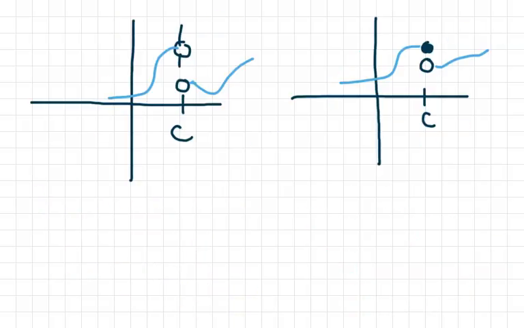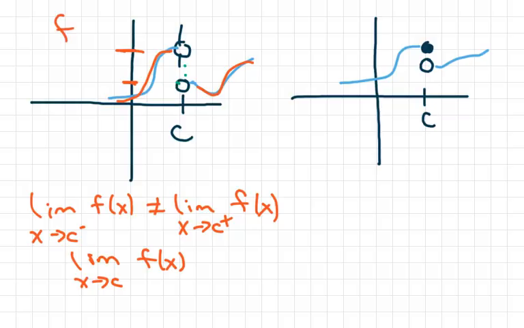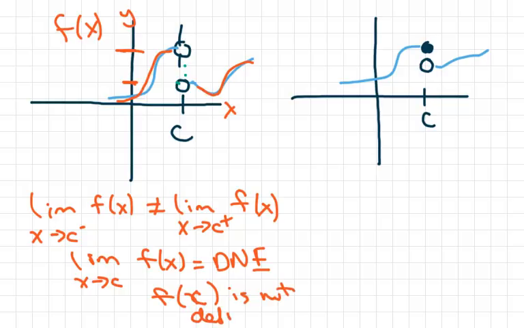We have two more of these. This one's like the previous one we did. So what do you think? Does the limit exist? The limit as x approaches c from the left goes up to here. And that does not equal the limit as x approaches c from the right, which would be this. Therefore, the limit as x approaches c of f of x does not exist. And f of c is not defined. There's a hole.